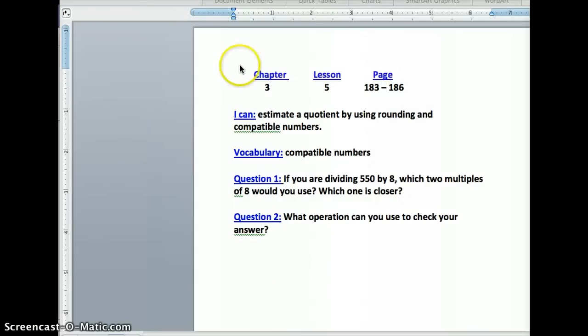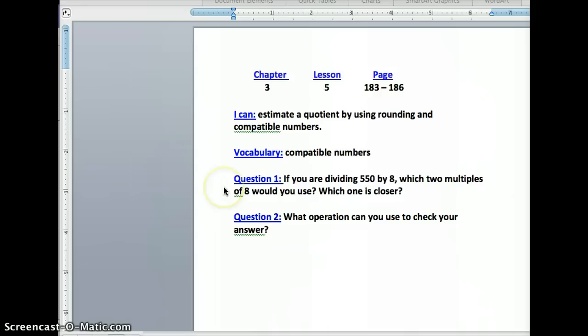Today we are talking about Chapter 3, Lesson 5, which can be found on pages 183 through 186. Our objective is: I can estimate a quotient by using rounding and compatible numbers. Vocabulary: compatible numbers.